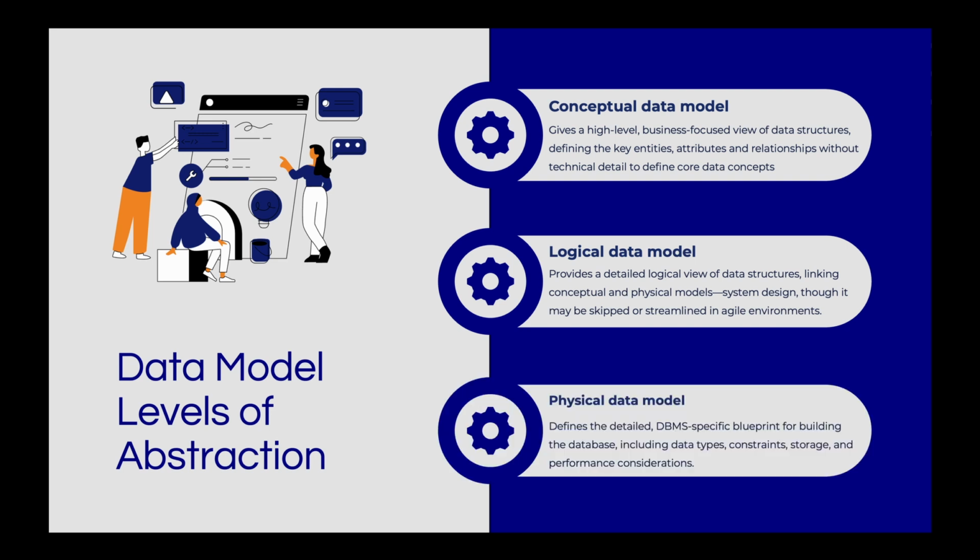Finally, at the physical level, the model is implemented in the database. This includes tables, columns, indexes, constraints, and storage details. The physical model is optimized for performance and maps the logical design to actual database objects.